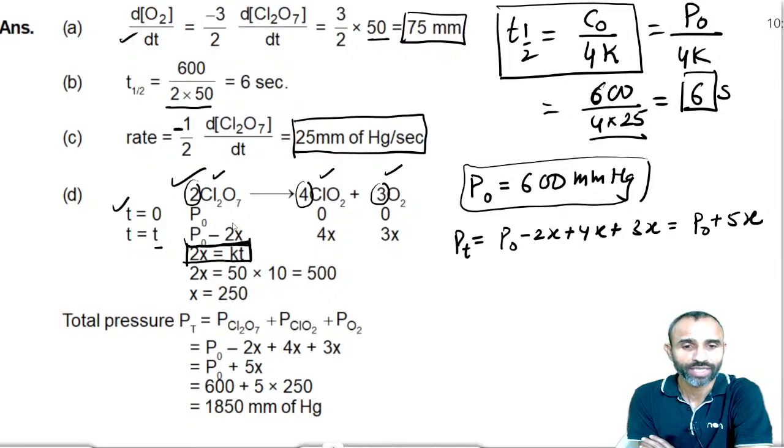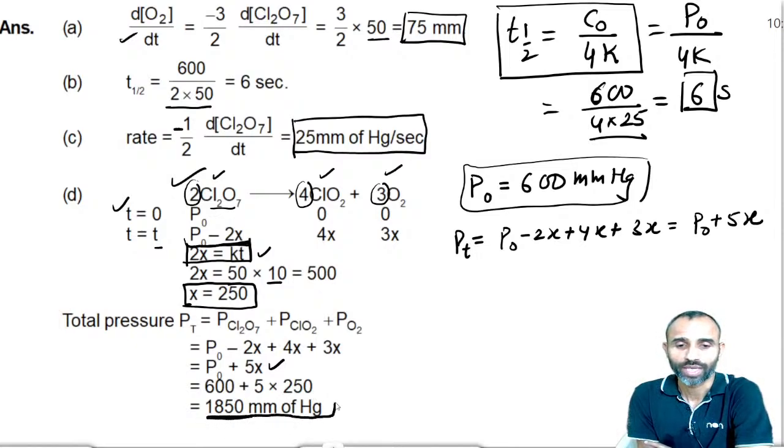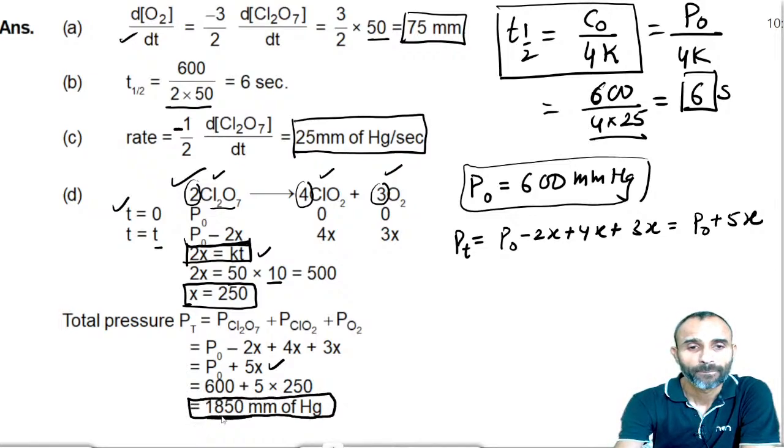The amount reacted of Cl2O7, that is 2x, is equal to 80 plus 10, so x comes out to be 250. This way P naught plus 5x is 600 plus 5 into 250, 1850 mm of Hg. That is the total pressure.